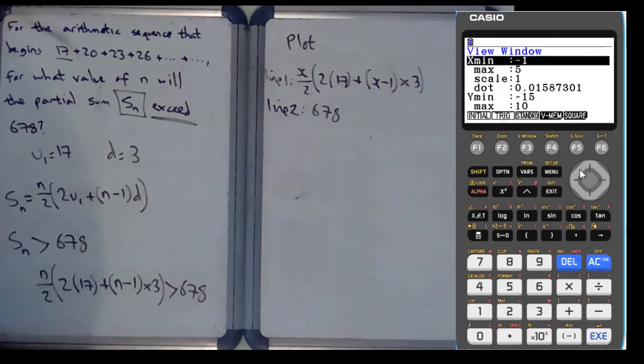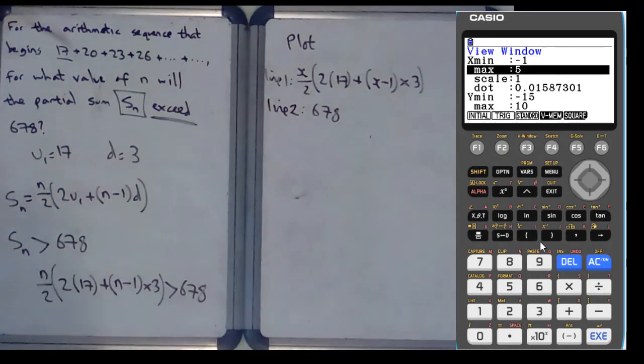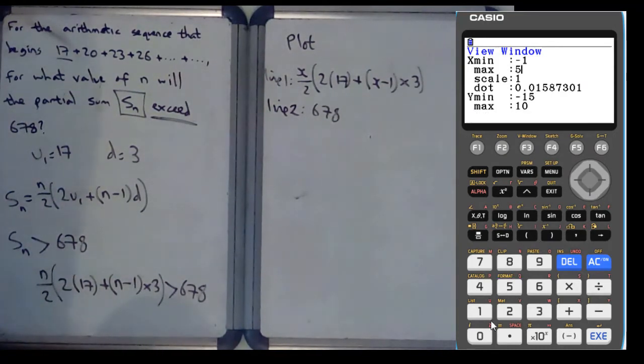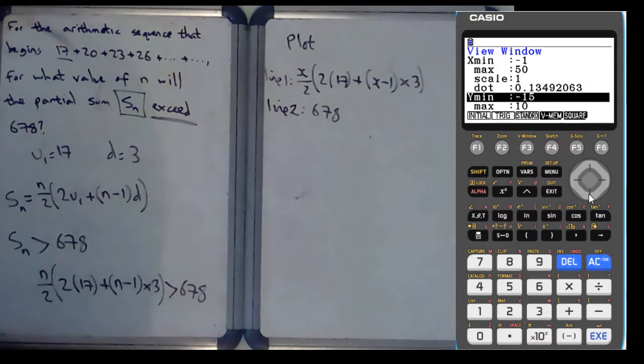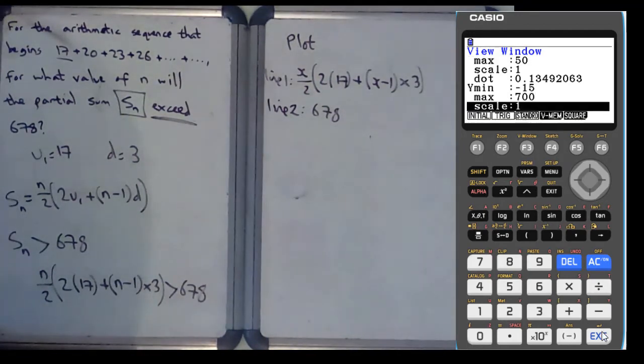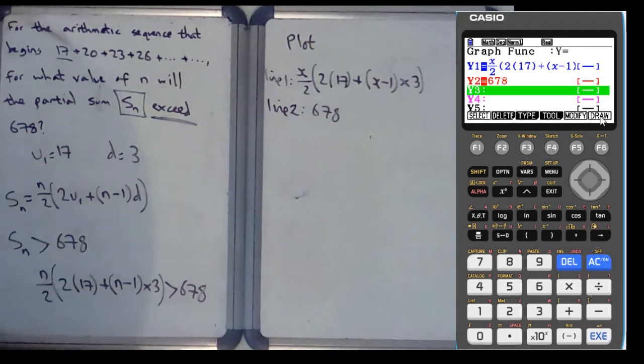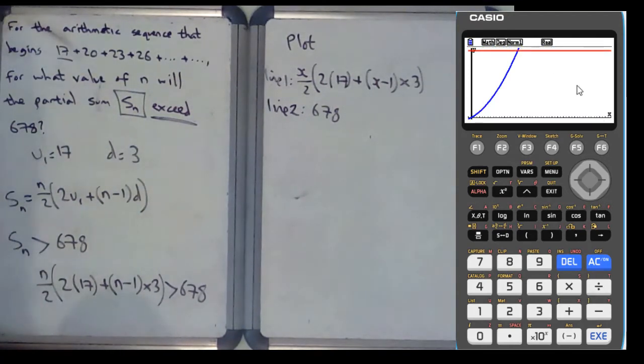The max, well, it's probably not going to happen after 5 terms, so let's go up to say 50 terms or something. Then my y min, I don't mind that minus 15 so much. I'm going to go up to 700 here. And hopefully now I'm going to see two lines and an intersection. So execute, draw. And I can see that intersection up there.